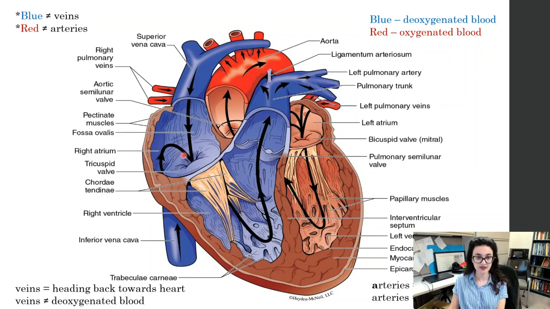And then once they're there, if they wanted to, they have to get into this right ventricle. So they have to go through this tricuspid valve. These chordae tendineae are going to be pulled by these muscular papillae that open the valve and let the blood through into that right ventricle. Once you're in that ventricle, you're ready to go.